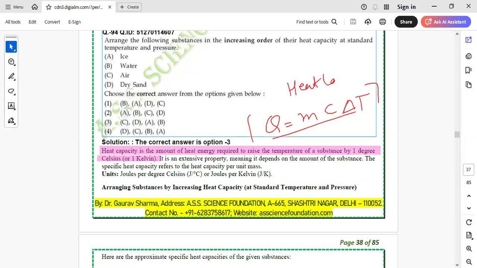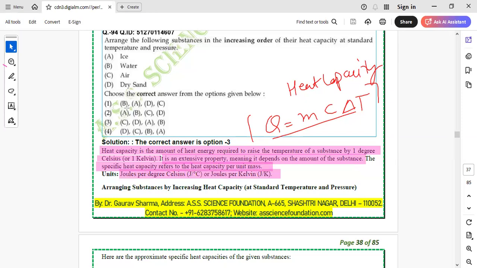We calculate the heat capacity, that Q is equal to mcΔT, where m is the mass of water, c is the specific heat, and ΔT is the change in temperature, right? So as mentioned, it is an extensive property, meaning it depends upon the amount of substance, not the path followed. The specific heat capacity refers to the heat capacity per unit mass.